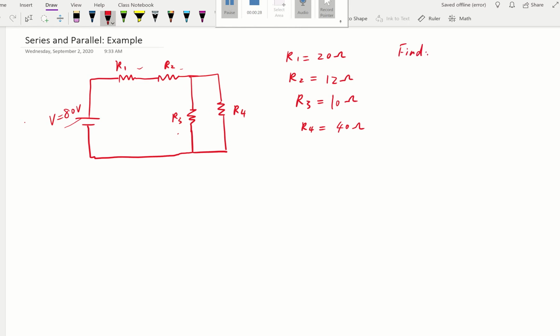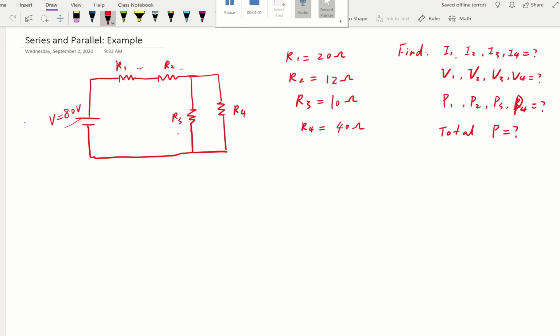This is going to be a very comprehensive problem. We're going to find the current going through each individual resistor. Also, we're going to find the voltage across each of the resistors. Then the power used for each individual resistor, and then we can find the total power. Also, we need to find the total current. Total voltage is going to be 80 volts, right? So this is what we are going to look for.